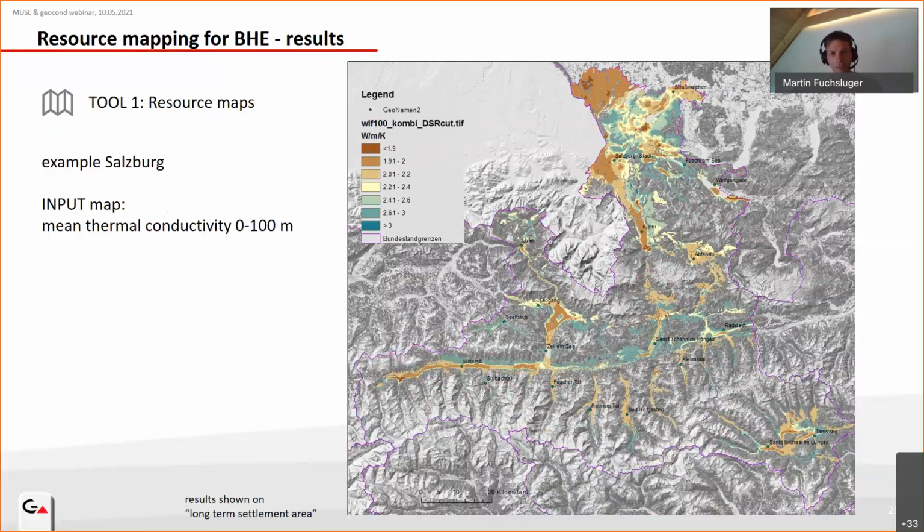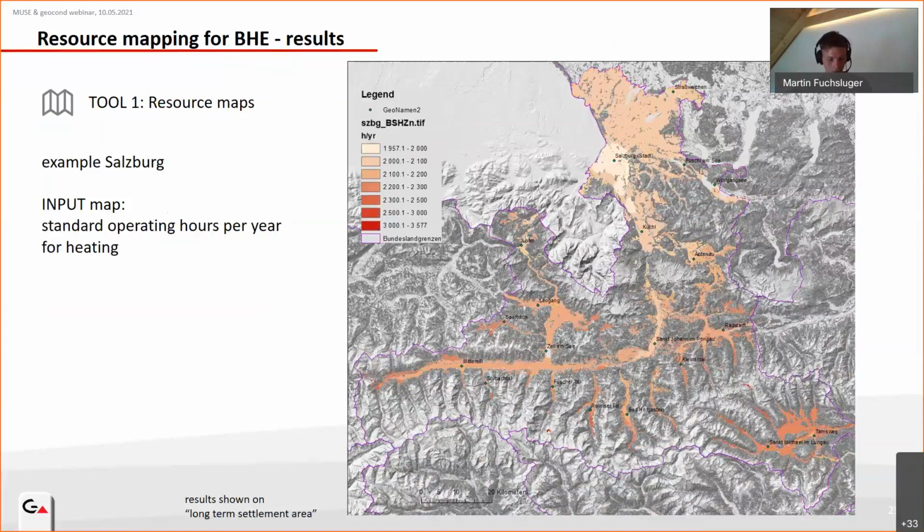So you just see the map on the long-term settlement area, as in Salzburg, we produce the maps just in the settlement area, the long-term settlement area. And you see here in the mean conductivity clearly where the sediment basins are. These are the areas with the lower conductivity, the brown conductivities. And the blue ones are in the hard rock area. And that's the same: most of the population is in sediment basins here, in lower conductivities.